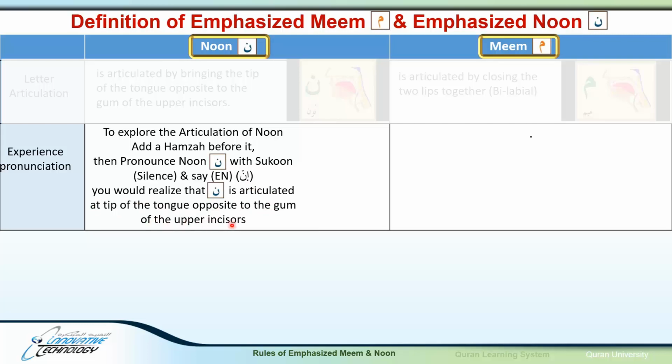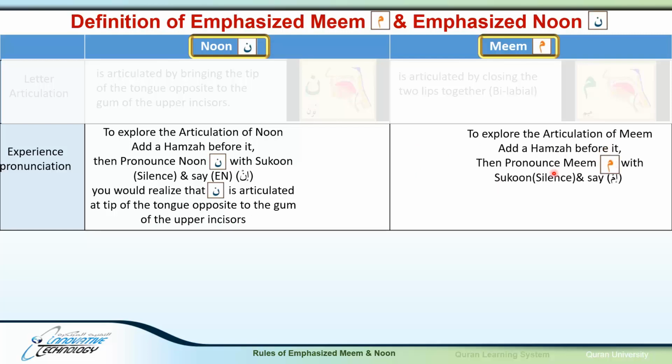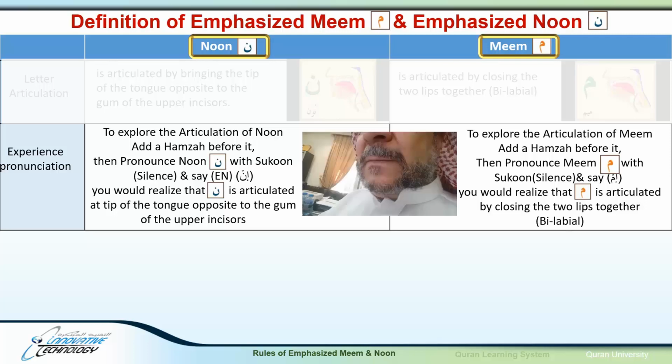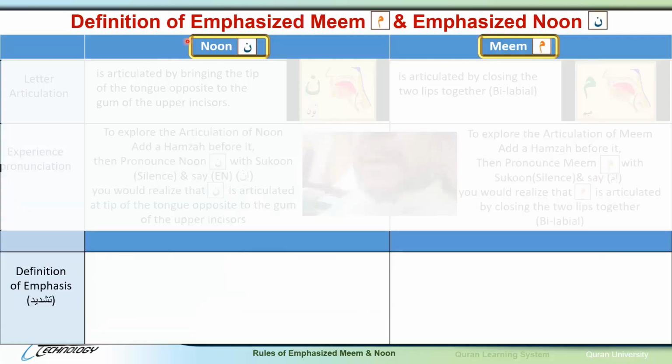In. You would realize that the Noon is articulated at the tip of the tongue opposite to the gum of the upper incisor teeth. Now, as for the Meem, to explore the articulation of the Meem, add a Hamza before it, then pronounce the Meem with a Sukoon silence and say im. You realize that the Meem is articulated by closing the 2 lips together. Im. That's why we call it bilabial. And let's watch. In, im.